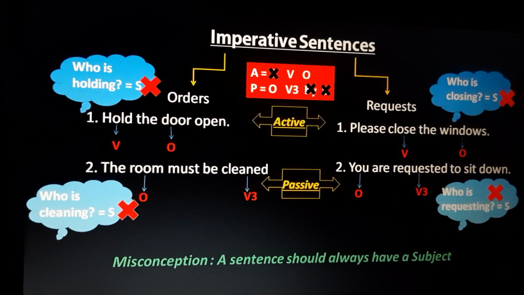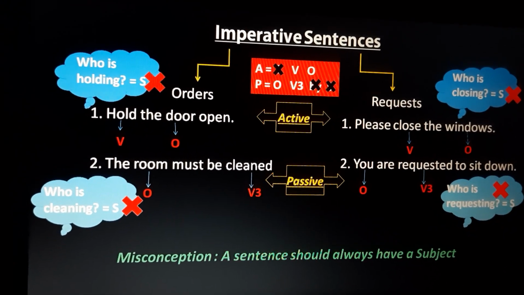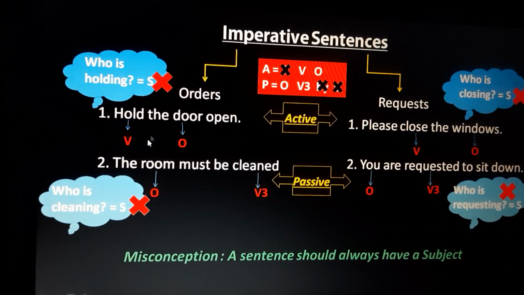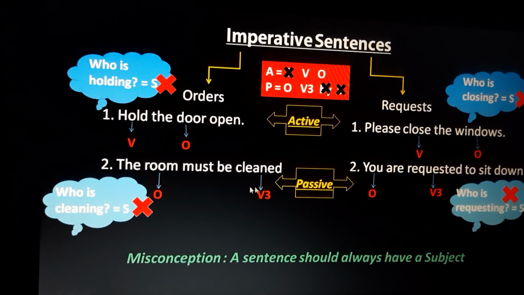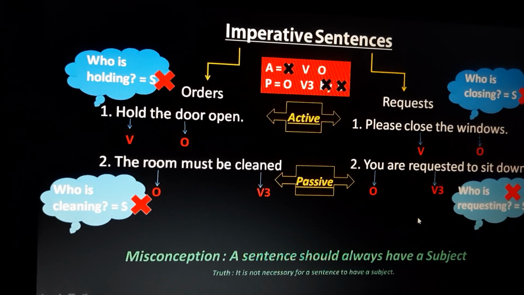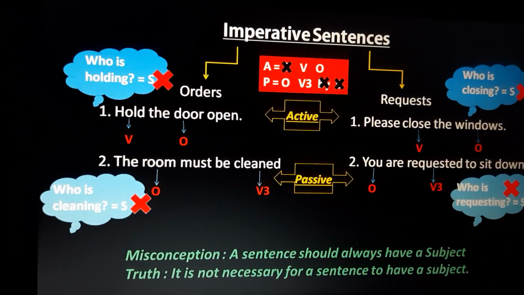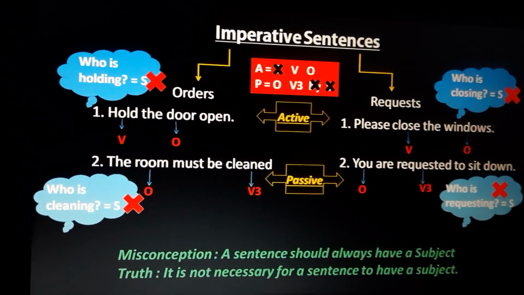Now there's a misconception that a sentence should always have a subject, which is wrong. Like we can see in these four examples, there is no subject. The truth is, it is not necessary for a sentence to have a subject.